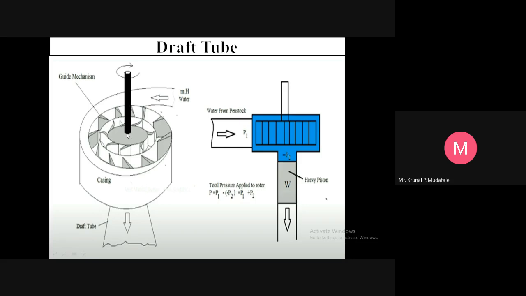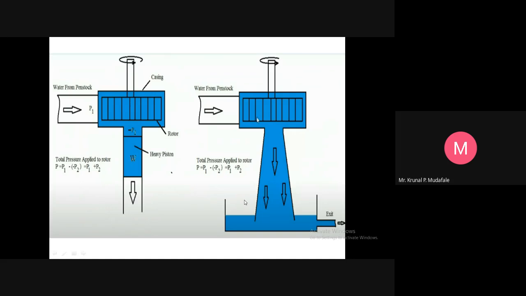Okay, what is the purpose of this draft tube? We can see further. The water from the penstock at pressure P1 will be further improved, increasing the pressure from P1 to P2, and then it is used by the heavy piston by the weight W. The total pressure applied to the rotor is nothing but P equals P1 plus P2. Okay, and that pressure is released by the draft tube.